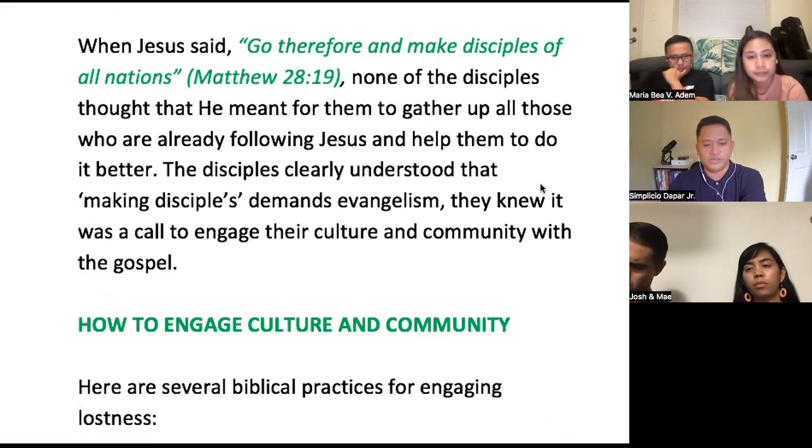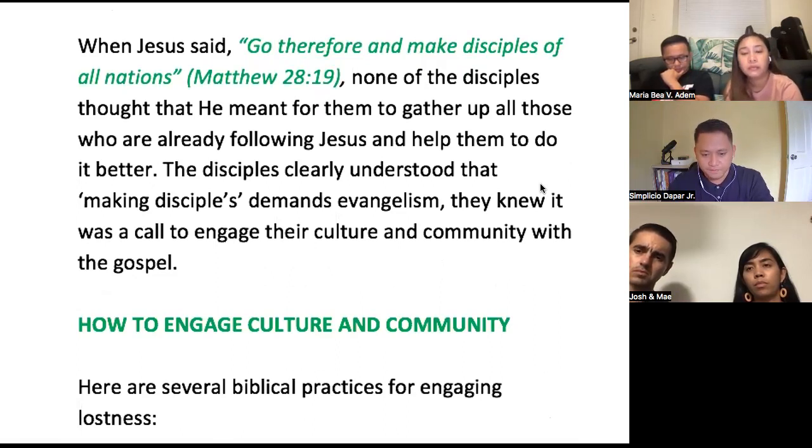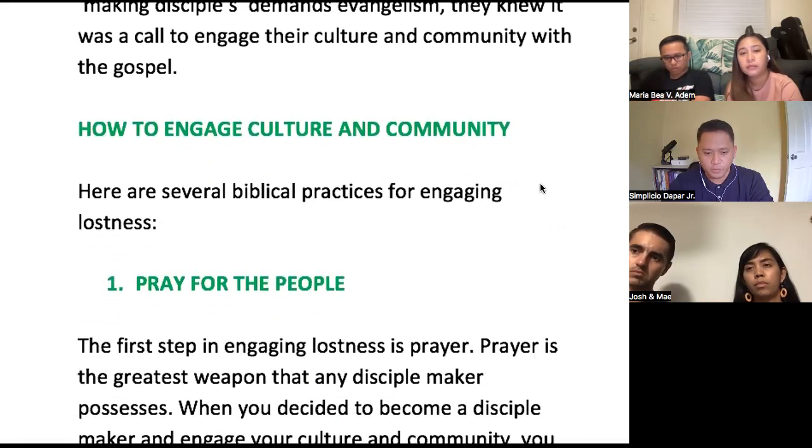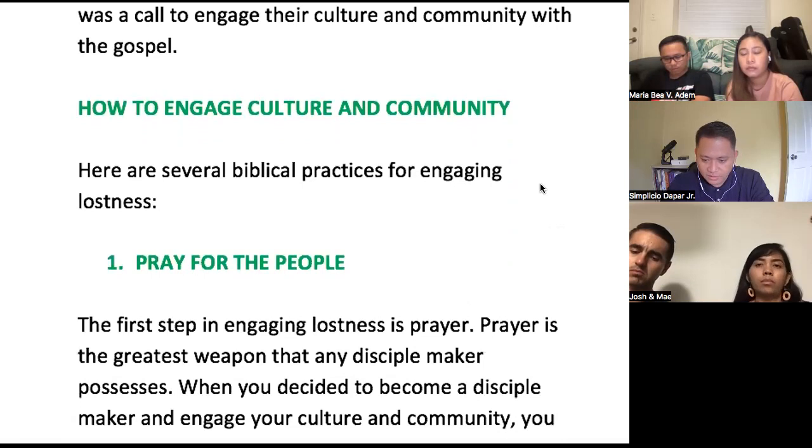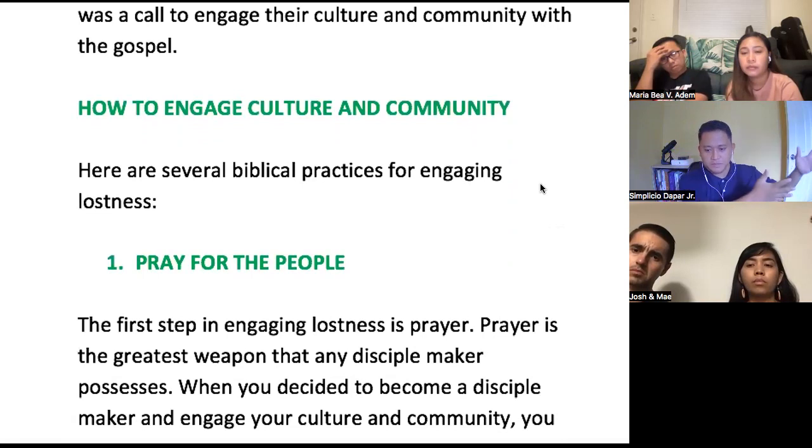When Jesus said, "Go therefore and make disciples of all nations," in Matthew 28:19, none of the disciples thought that he meant for them to gather up all those who are already following Jesus and help them to do it better. The disciples clearly understood that making disciples demands evangelism. They knew it. It was a call to engage their culture and community with the gospel. When they heard "make disciples," their mind automatically went to the people outside their circle. How do we evangelize and disciple them?